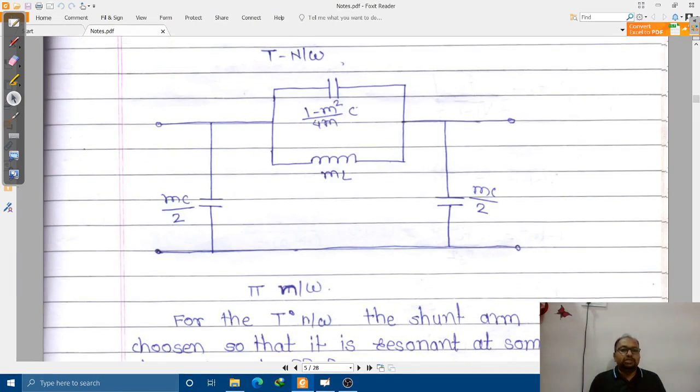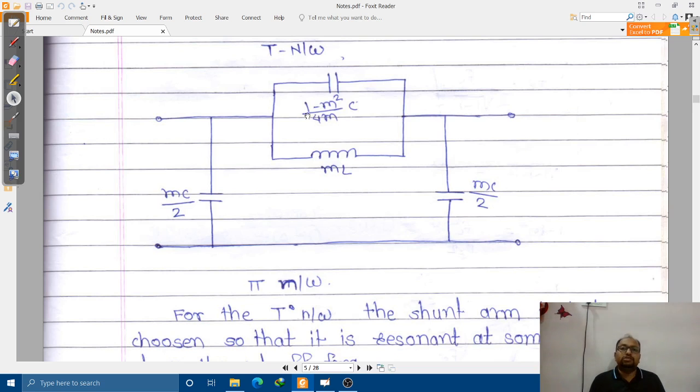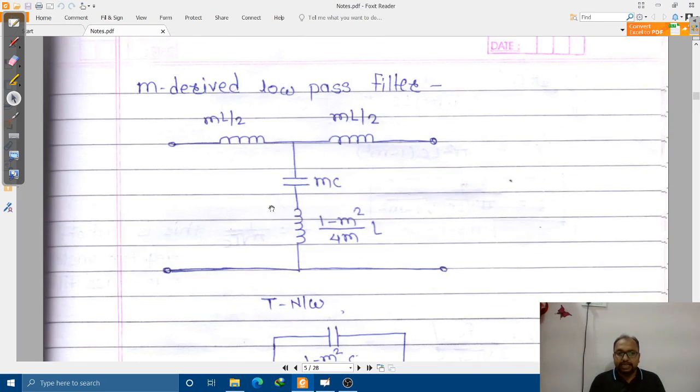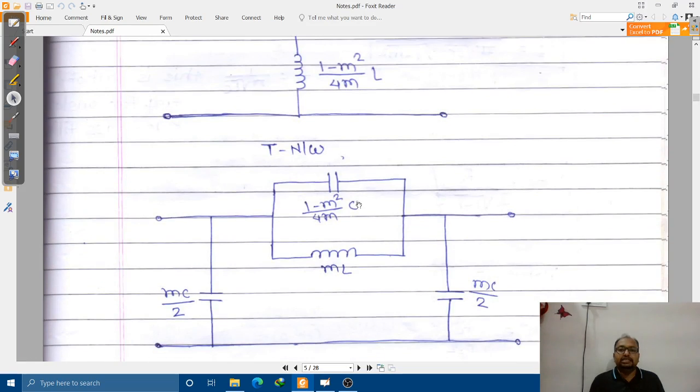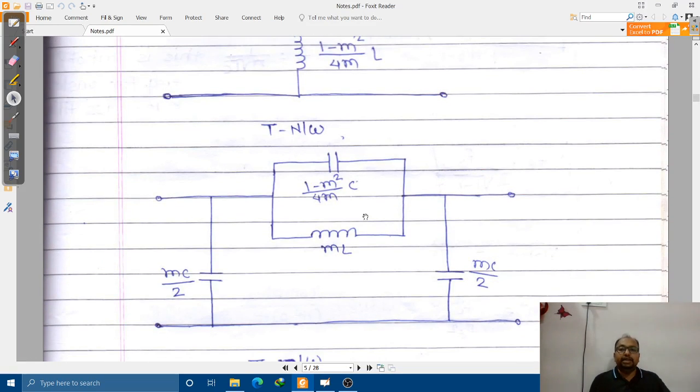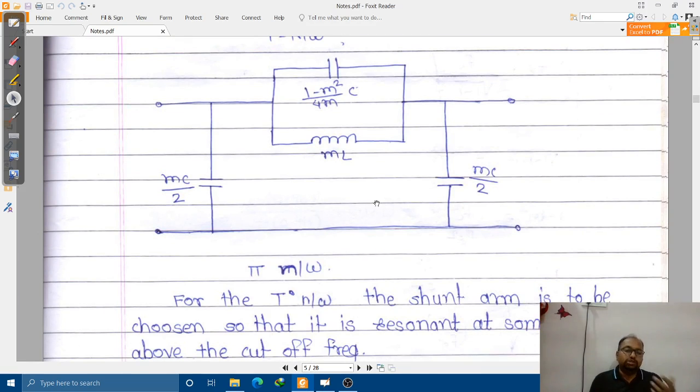The same thing occurs for the pi network. Here there is a parallel resonance, and a series resonance present in the shunt arm, which is connected in parallel to the series inductors mL/2 and nL/2. This is the shunt arm of the network, and it is a series resonance type of network, the RLC circuit we have seen. L and C are connected in parallel, and because of that the resonance occurs.